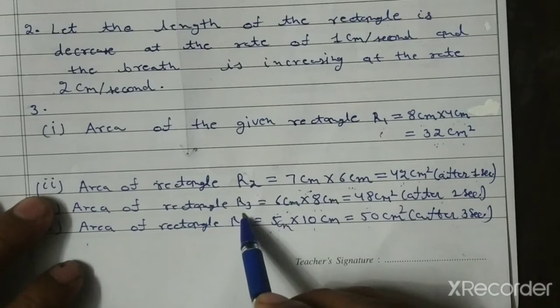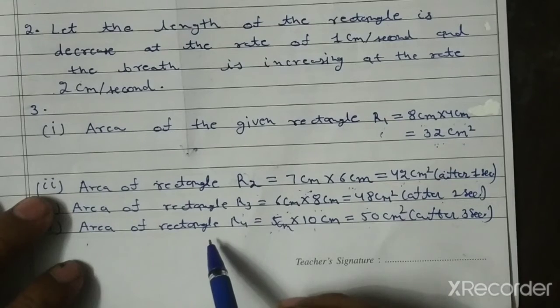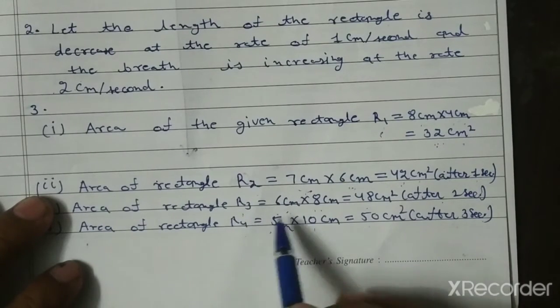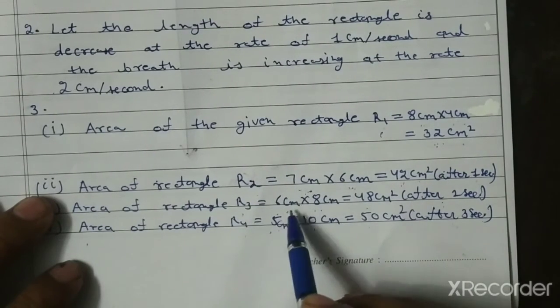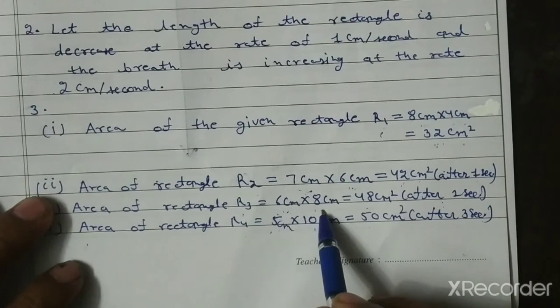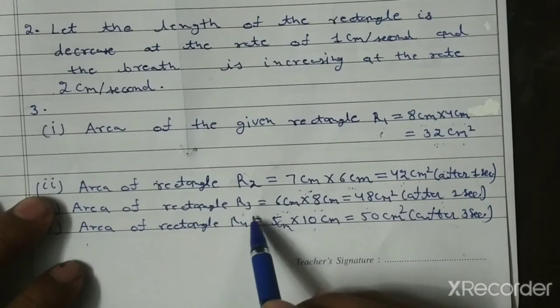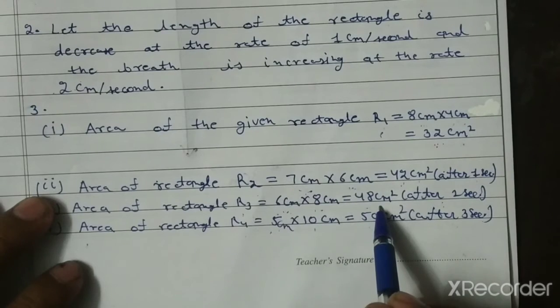Now similarly R3: length is decreased at the rate of 1 cm per second and breadth is increased at the rate of 2 cm per second. That's why after 2 seconds, length is 6 and breadth is 8, and the area of R3 is 48 cm square.